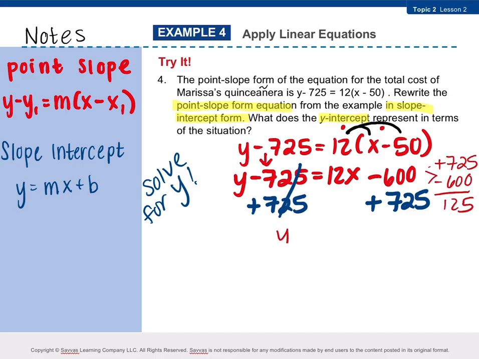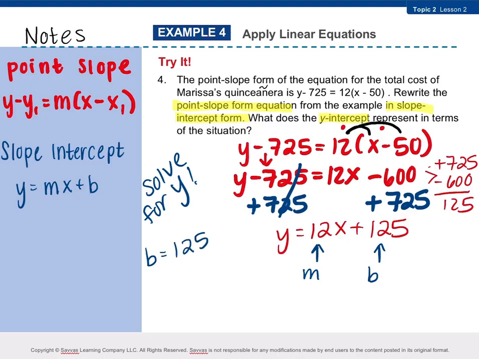So now I have y by itself equals 12x plus 125, and that is my y equals mx plus b. My m is 12, and my b is 125. So that's my final answer, and my b is 125. What does that represent in the situation?